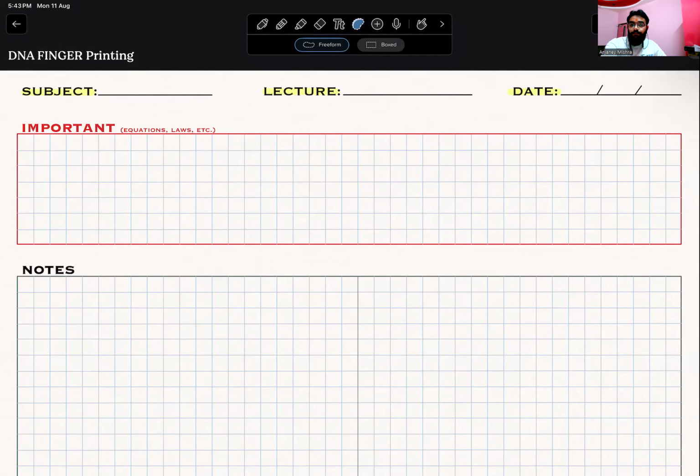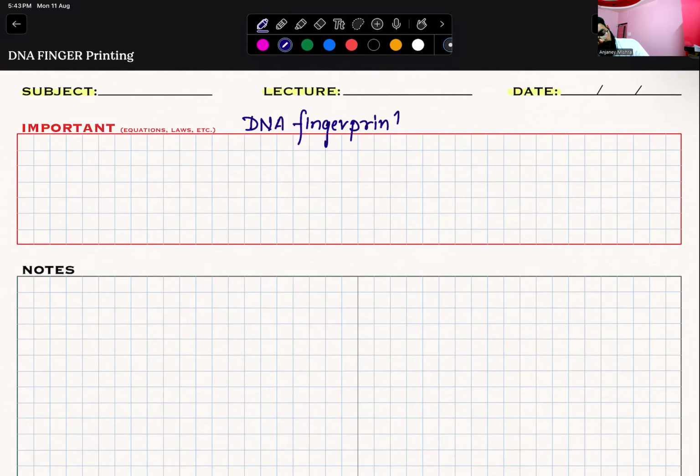Now, what are the topics that we are supposed to do? One is DNA fingerprinting. Human genome. And Human Genome Project. DNA fingerprinting and Human Genome Project.